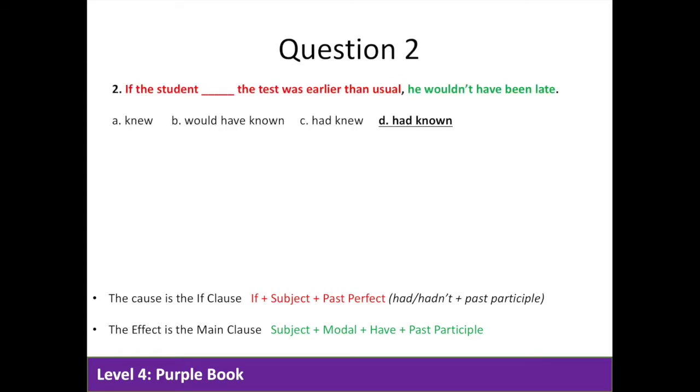Question 2. If the student blank, the test was earlier than usual, he wouldn't have been late. Here we have the dependent clause. So we know we need if followed by the subject, then the past perfect rules. So had or hadn't, and the past participle. D is the correct answer.